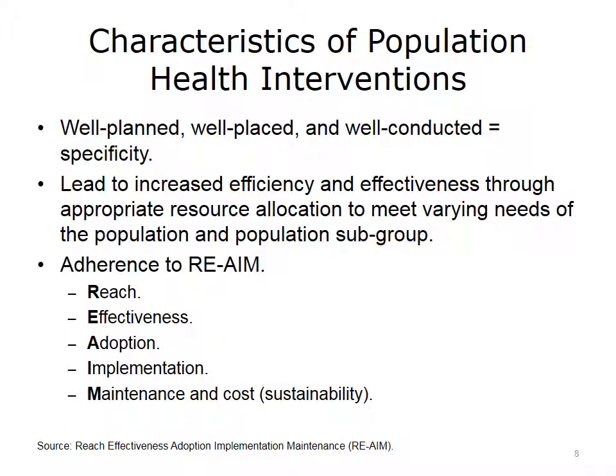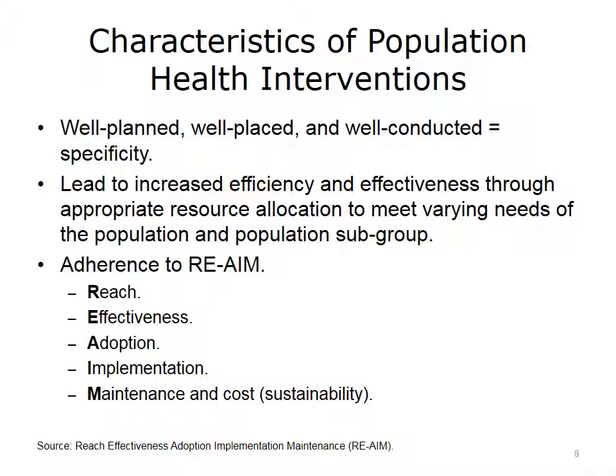What are the characteristics of population health interventions? We would like for all of our interventions to be well-planned, well-placed, and well-conducted, meaning highly specific. We hope that our interventions will lead to increased efficiency and effectiveness by allocating the right resources to the right subgroups of the population. In other words, we don't want to apply a very intensive or high-cost intervention to a low-cost or low-risk subgroup of the population.